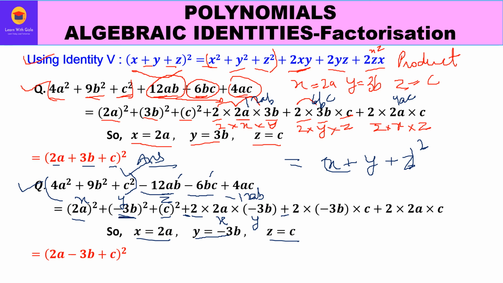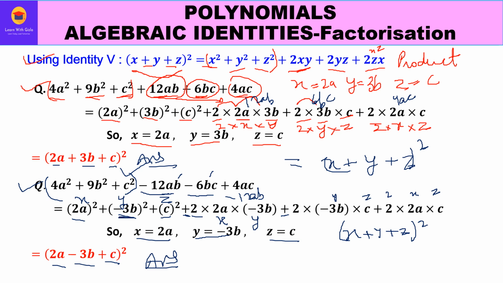Now over here 2 into y into z, right? Then over here 2 into x into z, right? So accordingly we have put the values. The identity says whenever you have such a product, the factors are x plus y plus z whole square. Now put them in the identity in the factors. 2a, now plus y, and y is minus 3b. So plus into minus is minus, minus 3b plus z, z is c. So this is your answer.